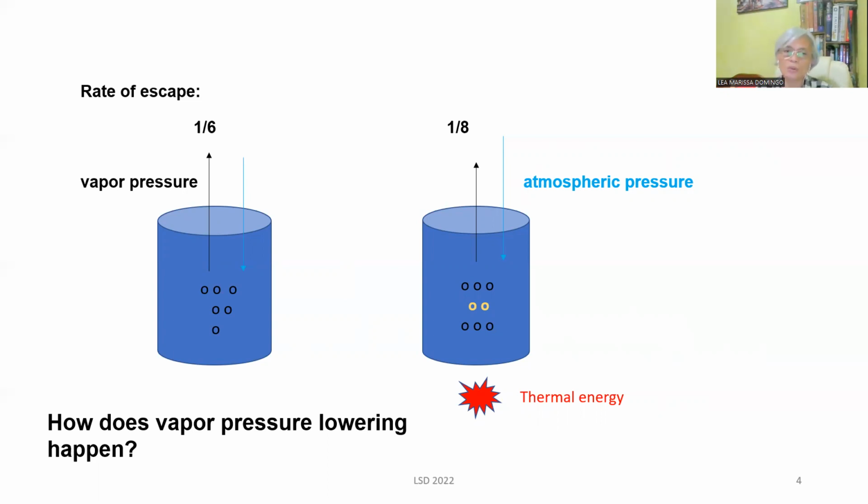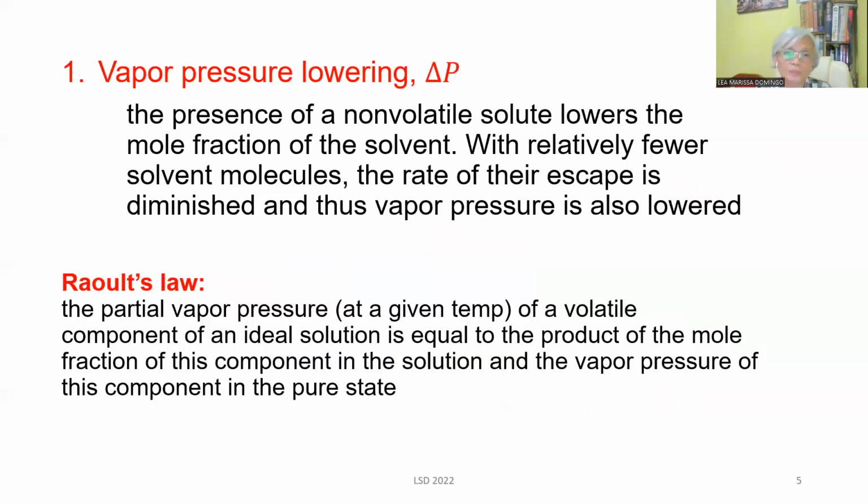Along the same line of argument, magkakaroon naman ng freezing point depression kasi mas arranged na sila. Yung structure nila mas arranged na kaysa sa pure solvent. So mas mababa yung freezing point. And then the last one is osmotic pressure. We'll discuss osmotic pressure later.